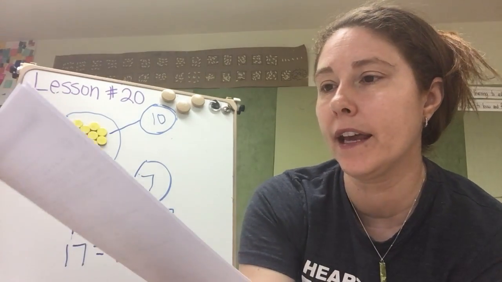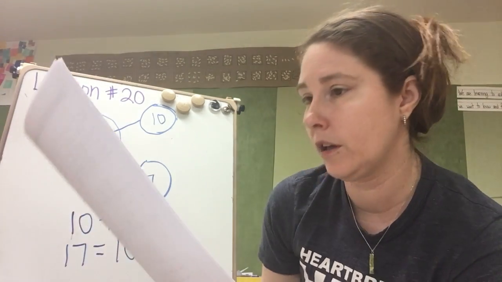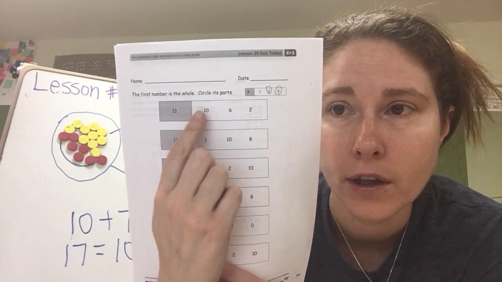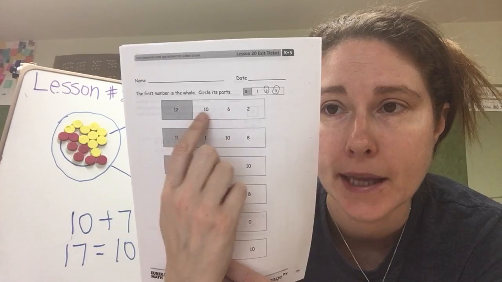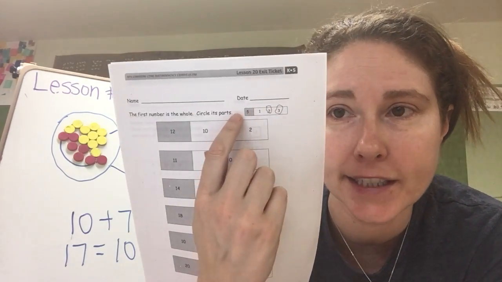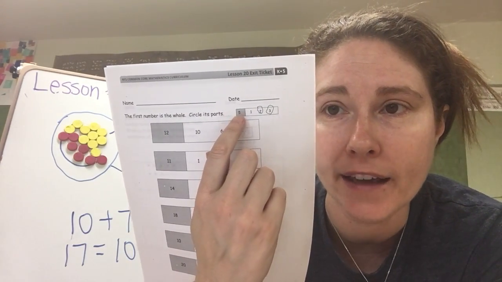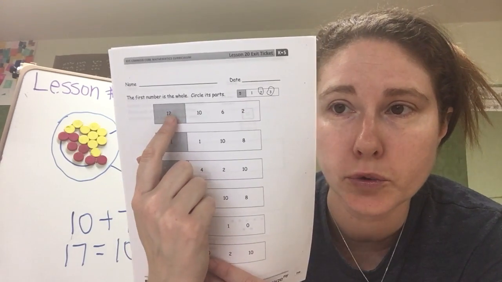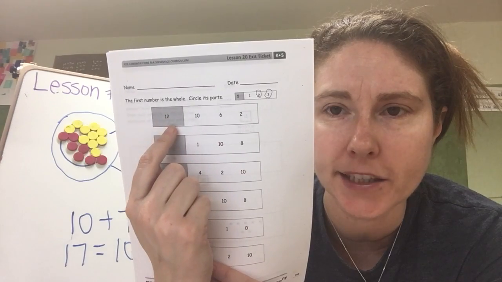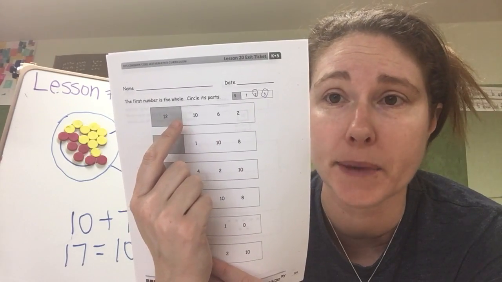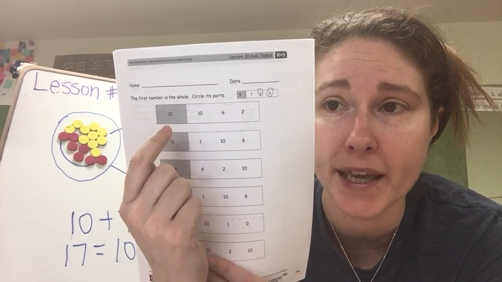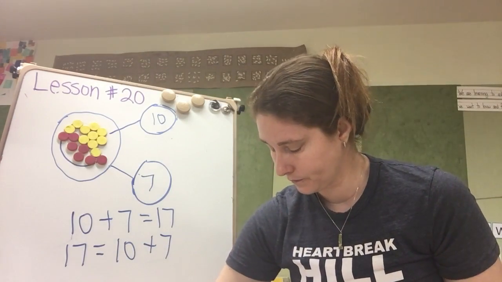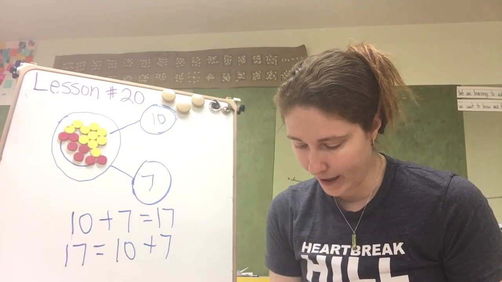Okay, and then the next page is just to circle the parts. So the total is 12. What of these numbers makes 12? So there's an example here. The whole is 5. Which of these numbers makes 5? And you circle it. So 12, does 10 and 6 makes 12? No. 10 and 6 makes 16. Does 10 and 2 make 12? Yes. So you would circle 10 and 2.